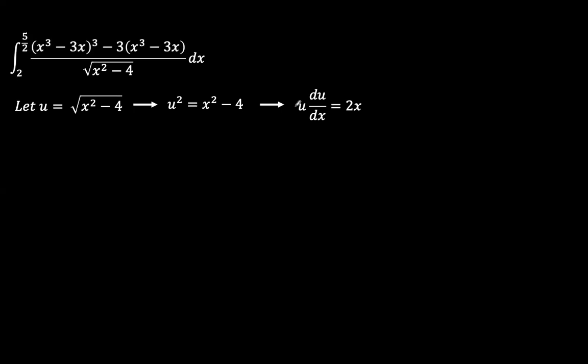So meaning that 2u du/dx equals 2x. And therefore, since from here we see that x squared is equal to u squared plus 4, x is equal to the square root of u squared plus 4. And it means that if you divide both sides by x, and the 2's cancel, we have u over x, which now becomes u over the square root of u squared plus 4 du being equal to dx. So we can substitute for dx with u over the square root of u squared plus 4 du.